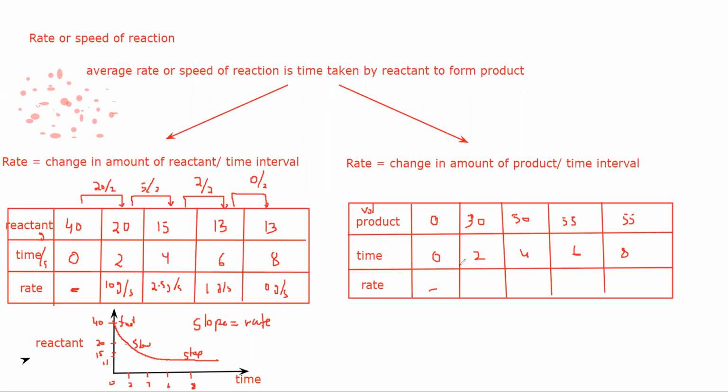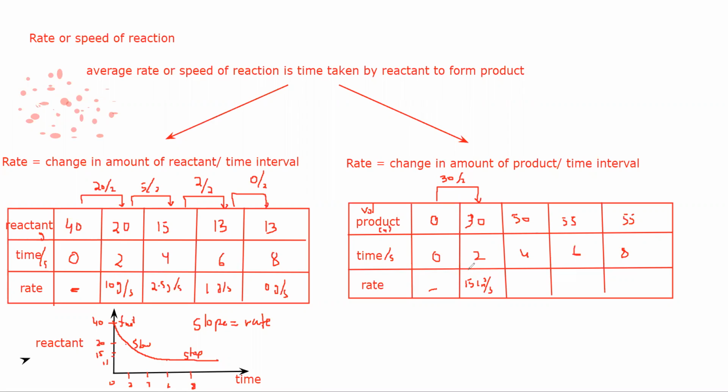So if I ask what is the rate, volume is in centimeter cube, and time in seconds. In the beginning it is 0, it becomes 30. So what is the change in amount of product? That's 30 divided by the time interval, how much time it was taking to form the product? 2 seconds. So change was 30 and time interval was 2. 30 divided by 2 is equal to 15 centimeter cube per second.